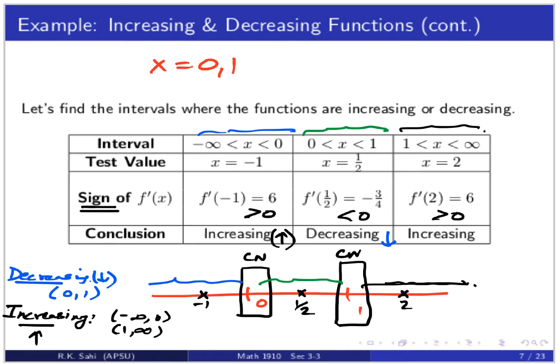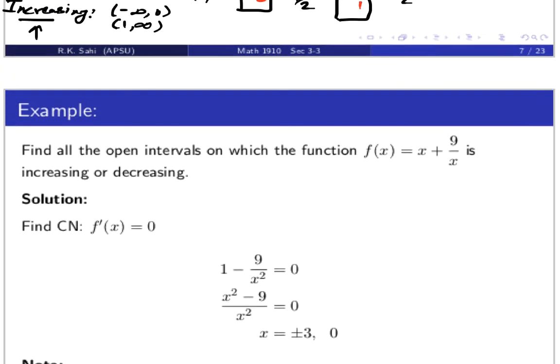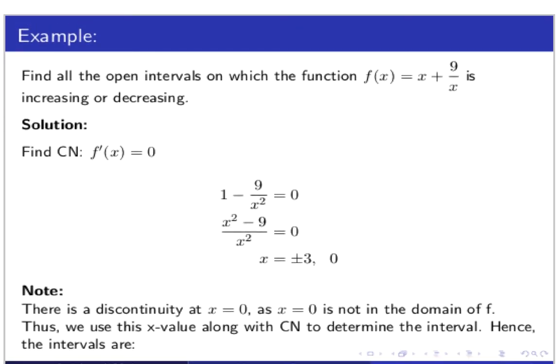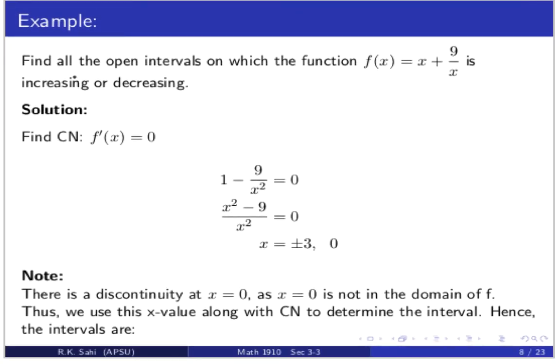Okay, guys. So the next problem. Here, find all the open intervals on which this function x plus 9 over x is increasing or decreasing. Now remember, this function is going to have a bumpy ride at x equals 0. Remember, this function is not defined there. So you have to be very careful. You have to keep this in mind when we are creating the test intervals. Let me show you a graph of this function.